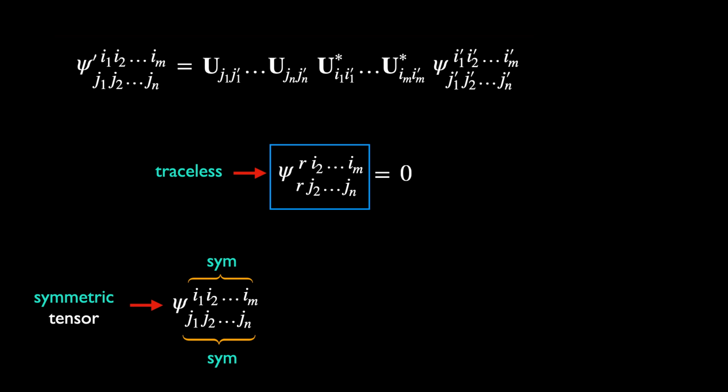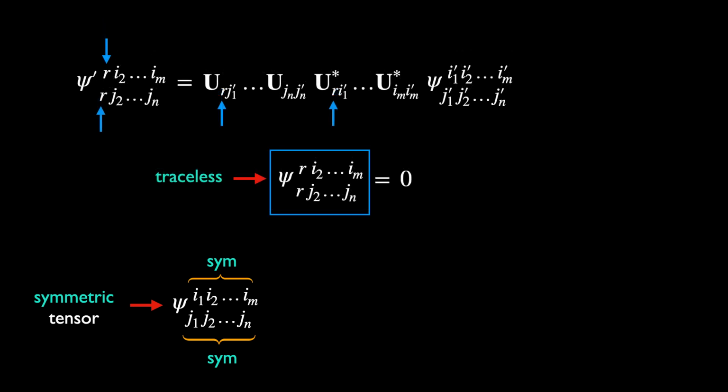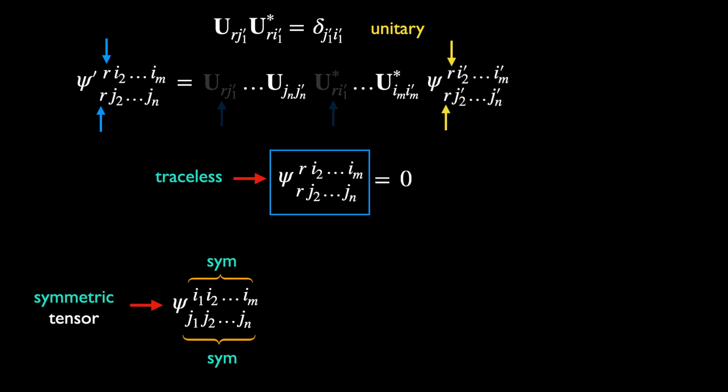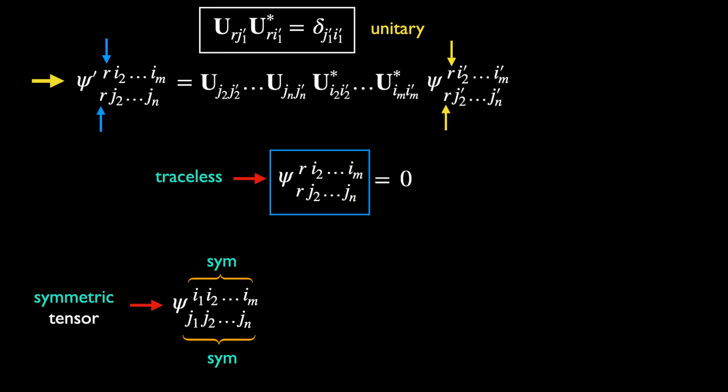Let's take a trace of the transformed tensor. Contract the first pair of indices. Again, it doesn't matter which pair. Now invoke the unitarity of U. This trace is equal to 0 due to the tracelessness of the original tensor.